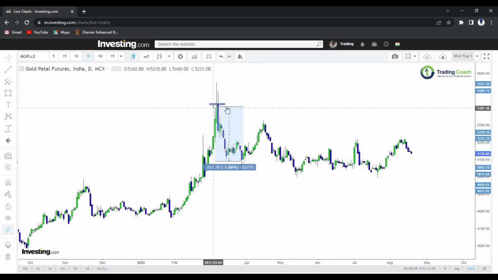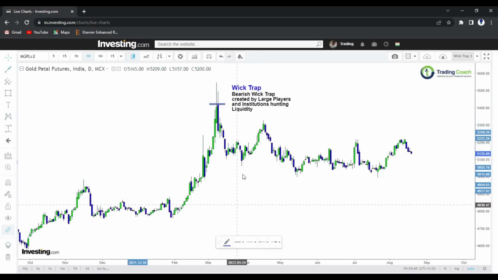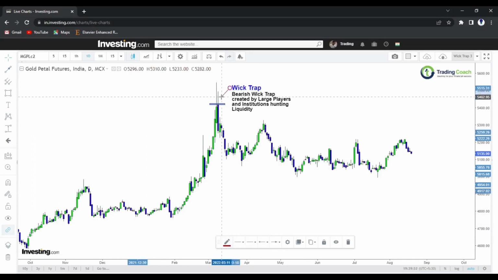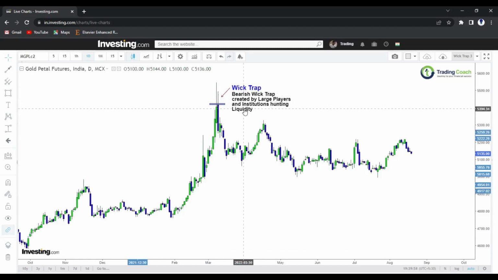wick trap. This particular trading setup where you can notice a large wick on the price, this is what we call a wick trap, and this is a bearish wick trap. Let me write it down on the chart so that you can understand it in a much better way. So this is what we call a wick trap. This particular wick that you see on the chart is what we call a bearish wick trap. This is something that's created by large players and institutions hunting the liquidity on the price.